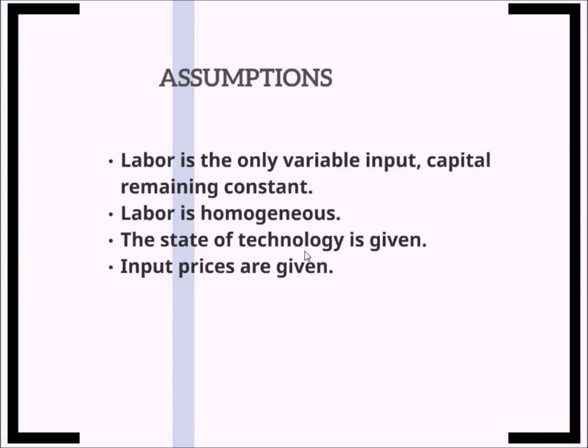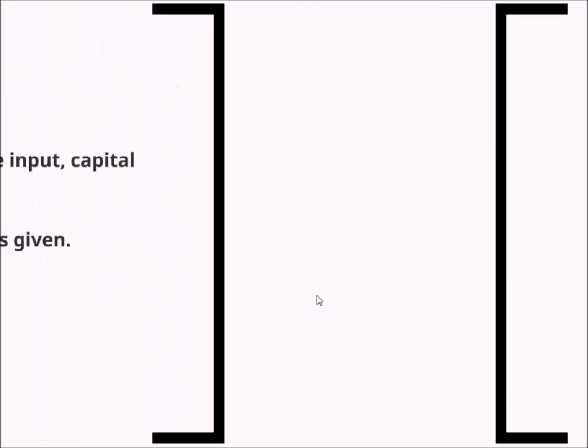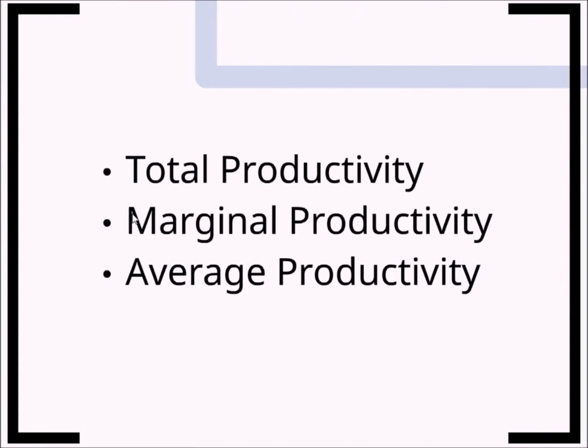The state of technology is given, that is it is also constant, and input prices are also given, that is they are constant, and the input price, the rate per labor, is the same for all the labors employed. So these were the assumptions, and in the whole law we come across three types of productivity, that is total productivity, marginal productivity and average productivity. Let's see what these are.